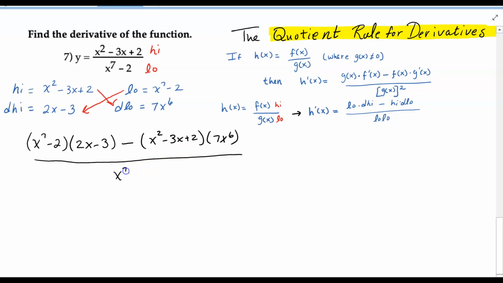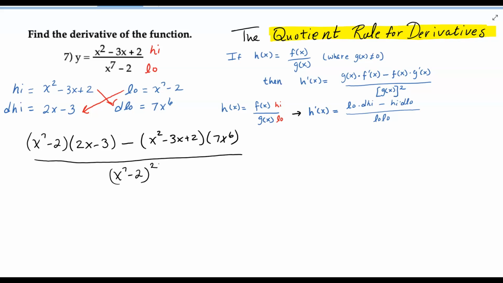X to the 7th minus 2 squared. Okay, so it looks kind of like that. So what we're going to do next is some distribution, and in our distribution we're going to then combine like terms. Okay, so let's go ahead and do that.